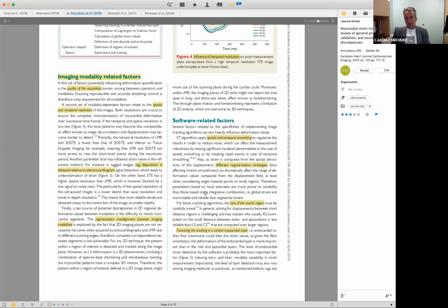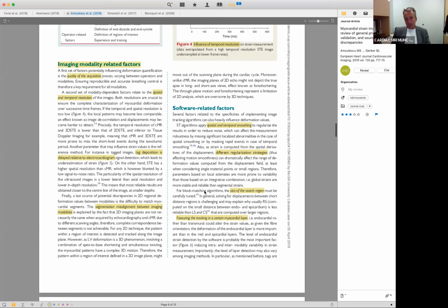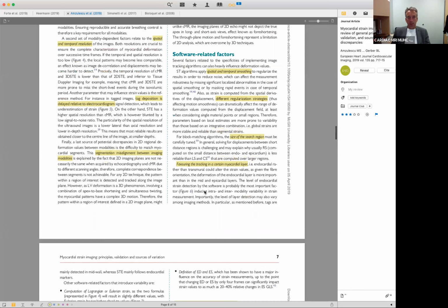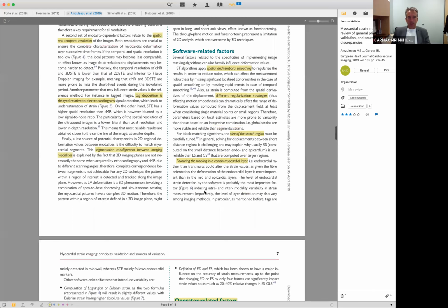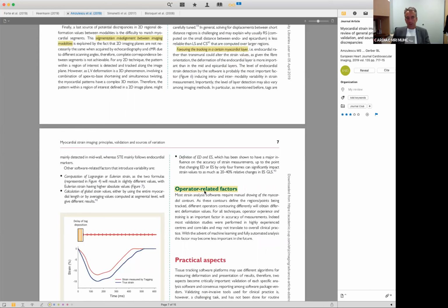size of the regional identifiable smallest box. And some software goes more for subendocardial, others more go for the mid-ventricular or mid-myocardial layer. So we have a lot of software factors, and then there is also the operator. Depending on the experience of the operator, the manual contours may look different. That depends also on the windowing of the screen.